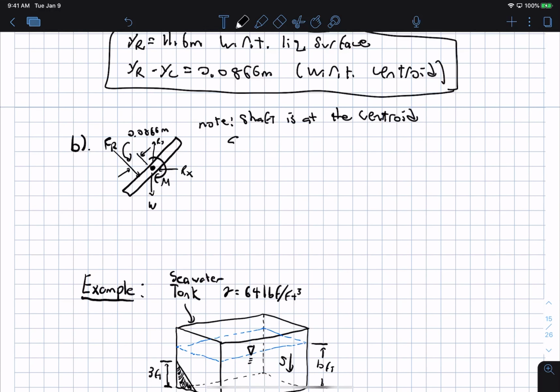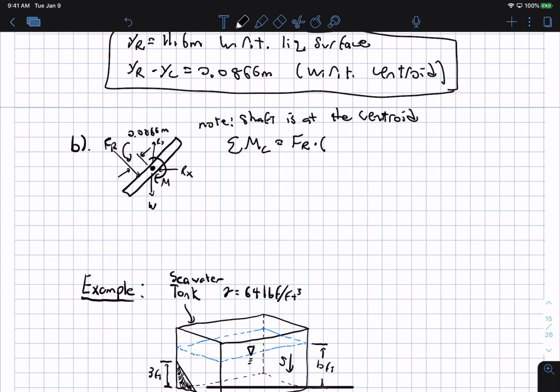Okay, so we sum the moments about the centroid, and that equals the resultant force times this moment arm here. So that's FR times the Y value of the center of pressure minus the Y value of the centroid, minus M that is required to open the gate. And we're finding the equilibrium point because if we apply a moment that's slightly larger than that, we will actually open the gate. Okay, and so this implies we can solve for M.